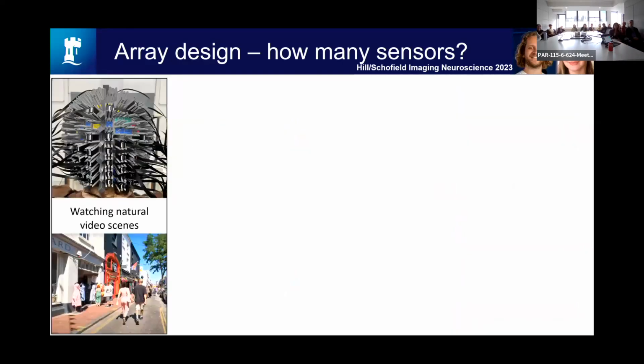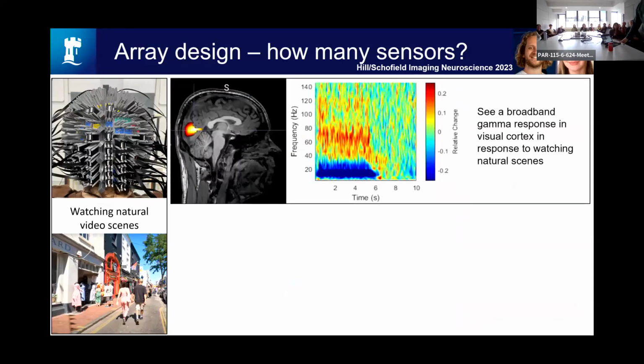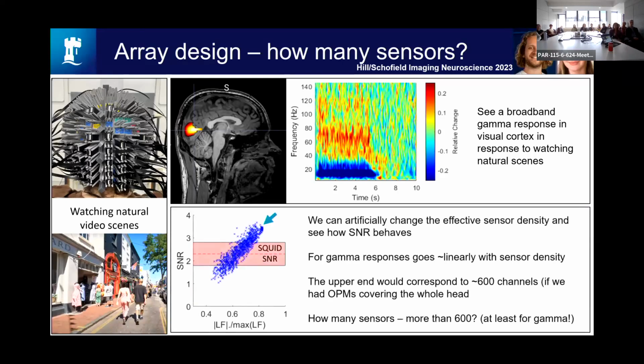This was another experiment that we did watching natural scenes. So watching video clips of people walking around a city. Get this really lovely broadband gamma effect now that starts about 30 hertz and goes all the way up to about 140, 150 hertz. So it's a really nice experiment. Again, localizes the visual cortex as you would imagine. We recorded this with a high density array. This is work by Ryan and Holly. Holly's in the corner, but she's not on the slide. Sorry, Holly, you're behind the thing. She's also there.